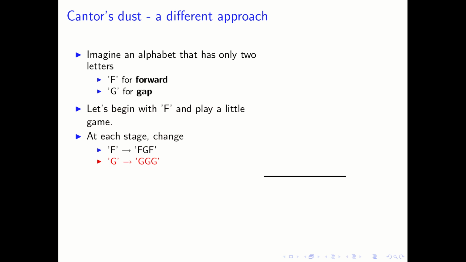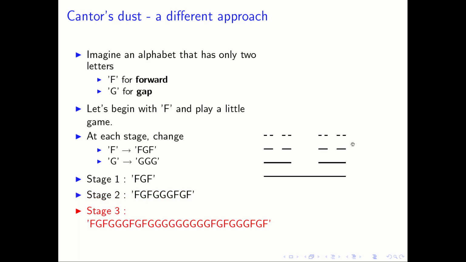So let's begin. We started with F, the line drawn. Next step, we get FGF. Of course, you have only one F, it becomes FGF, and the picture becomes forward, gap, forward. Next stage, this F becomes FGF, this G became GGG, 3 G's to make up the whole length as before, then this F became FGF. Well, I can repeat, and this becomes an even longer word, the picture becomes even more intricate, and we can keep on going over and over again.